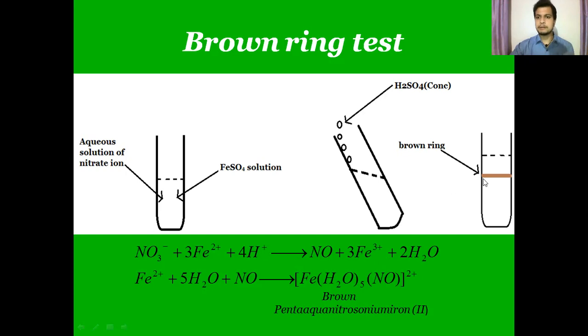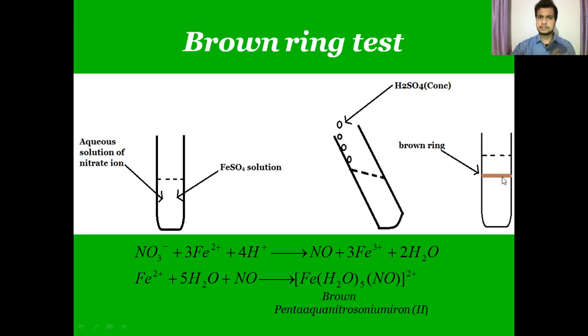So that particular complex forms on the interface of the concentrated H2SO4 solution and the mixture of the nitrate ion and ferrous sulfate solution on the top. So whatever reaction happens on the interface, as a result of which this complex forms on the interface.